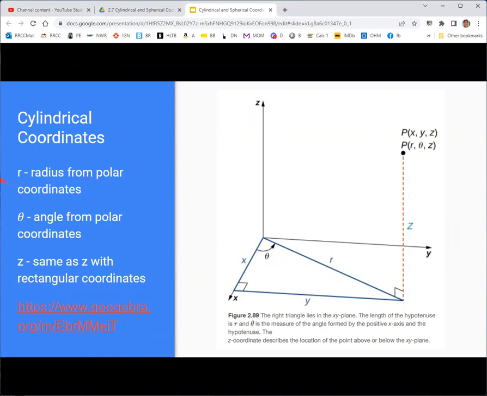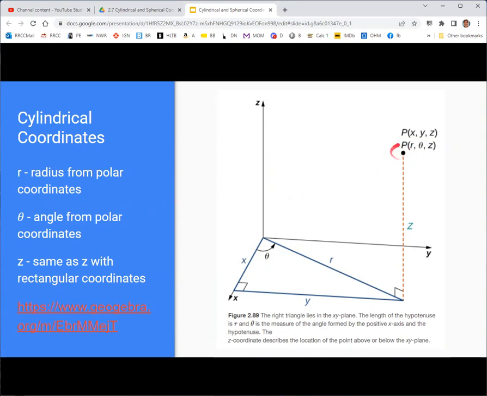The three coordinates are r, theta, and z. Now, z is the same z that you had with x, y, z rectangular coordinates. And r and theta are the same r and theta from two-dimensional polar coordinates. So that should be helpful: if you know polar coordinates, then you know these three coordinates that you're switching to, and even the formulas we'll use to get between them.